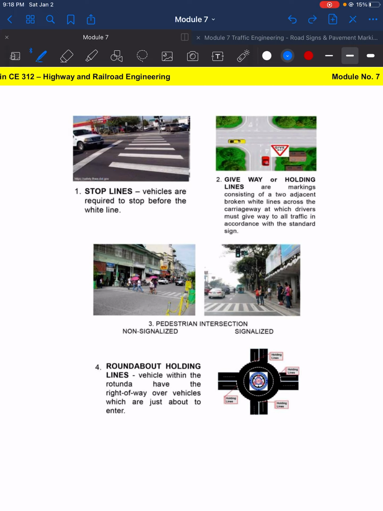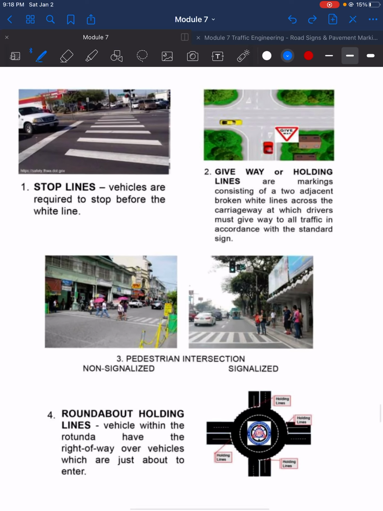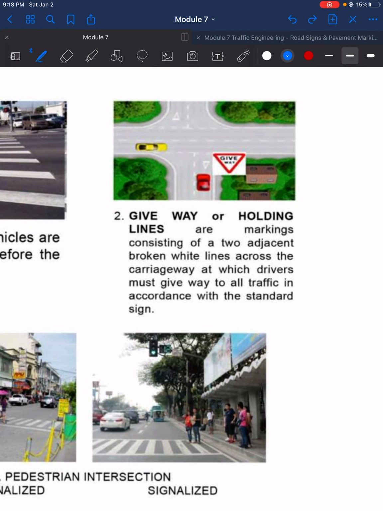Next, number 2, we have the giveaway or holding lines. So, here it is. These are markings consisting of two adjacent broken white lines across the carriageway at which drivers must give way to all traffic in accordance with the standard sign. So, here is our standard sign, which is the giveaway sign. It shows that the giveaway or holding lines are these. Then, there is also one on the other side. Two adjacent broken white lines.